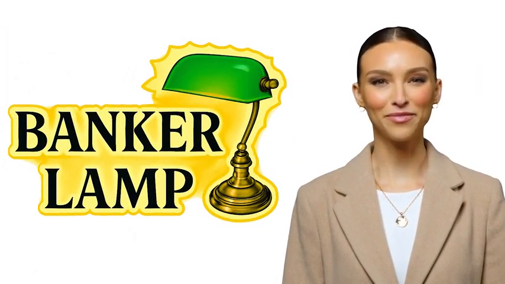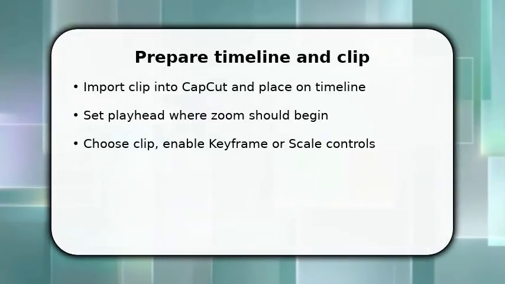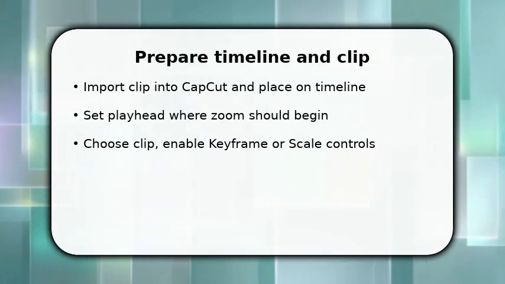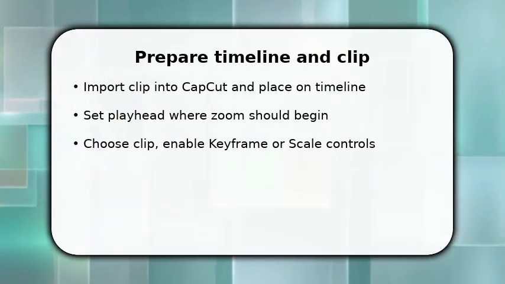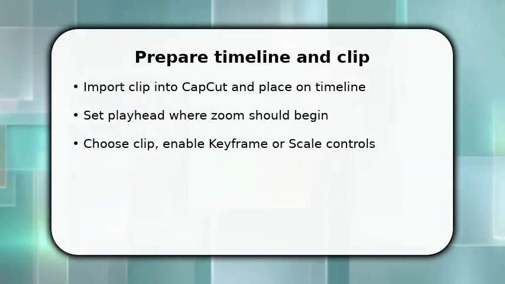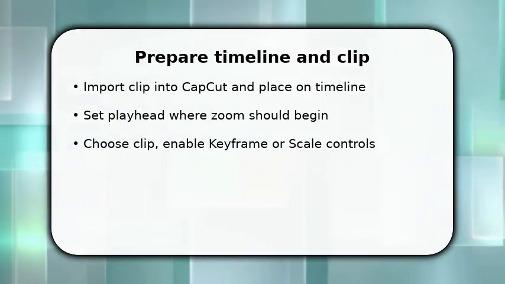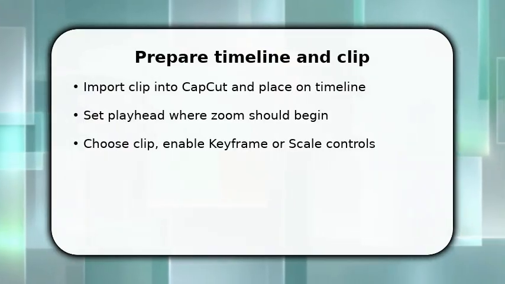You start by placing the clip on the timeline and positioning the playhead at your intended start frame. This gives you a precise anchor. Next, select the clip so CapCut shows transform controls. You need access to scale and position to move the zoom smoothly.